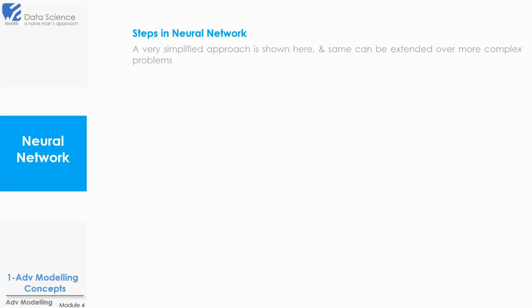Now let's see the steps involved in a neural network. The steps that I'm going to explain are a very simplified approach and it can be extended over more complex problems. This is just for understanding the working of the neural network. So let's see what are the steps involved. In step 1, we initialize the weights wij at some random values in a small neighborhood around 0.